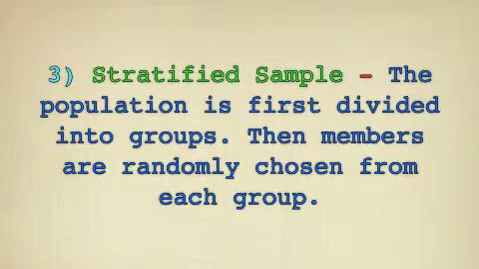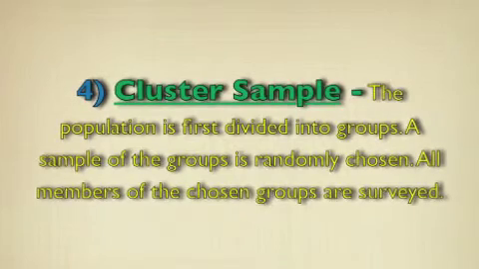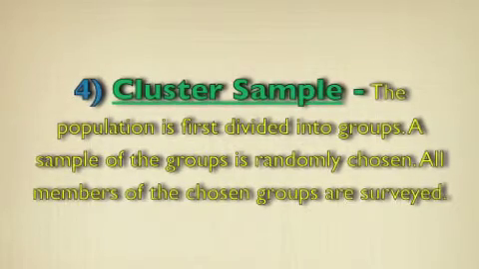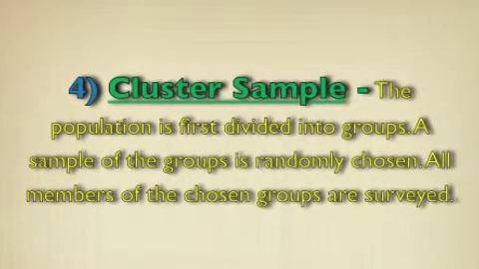Moving on to the fourth one, which is the cluster sample. The population is first divided into groups. A sample of groups is randomly chosen. All members of the chosen groups are surveyed. That's the cluster sample. Moving on to the fifth one and the sixth one at the same time.